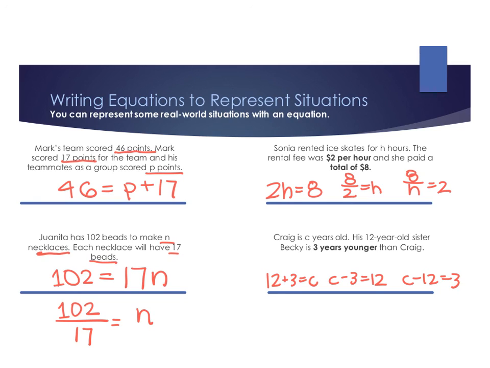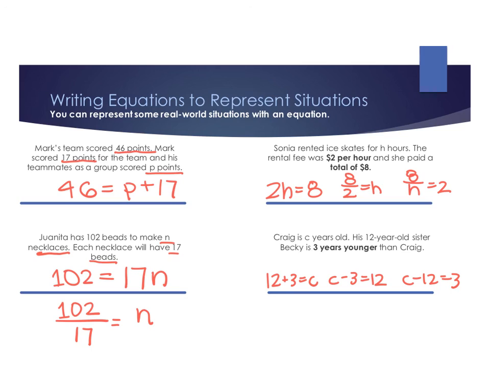So here I have Craig is C years old. His 12-year-old sister, Becky, is 3 years younger than Craig. So I said that since his younger sister, Becky, is 12, and she is 3 years younger than him, or he is 3 years older than her, I know that 12 plus 3 more years, or Becky's age plus 3 more years, equals Craig's age. So 12 plus 3 is C.